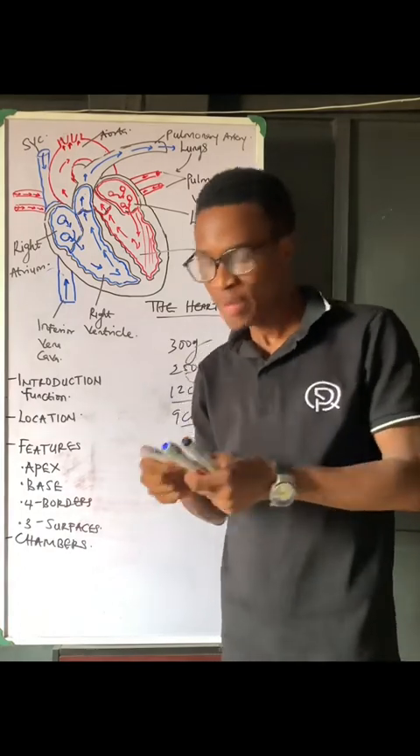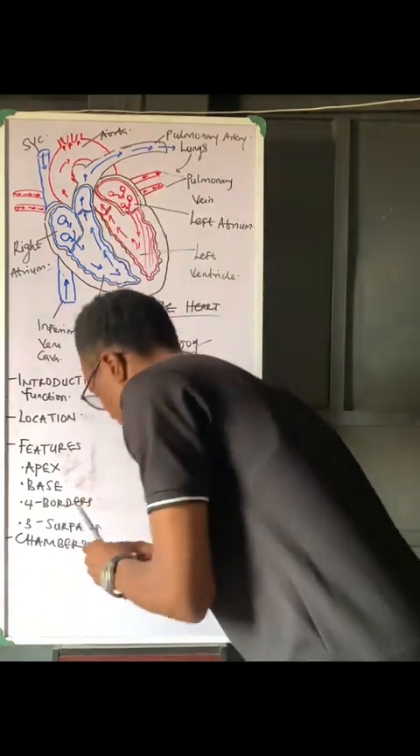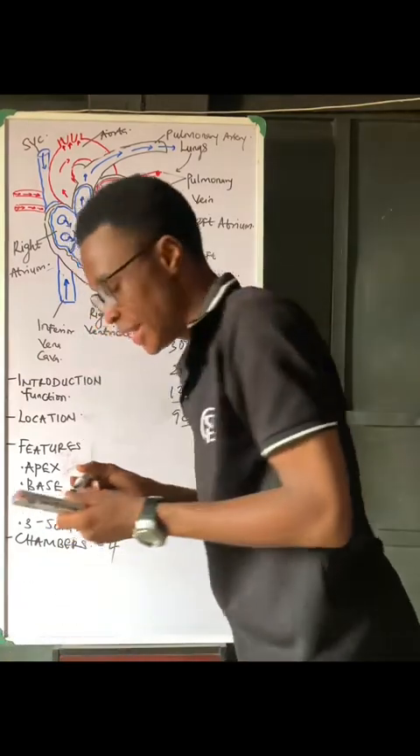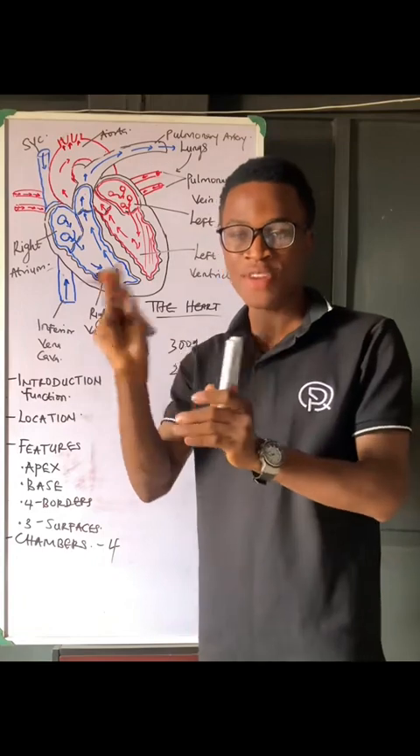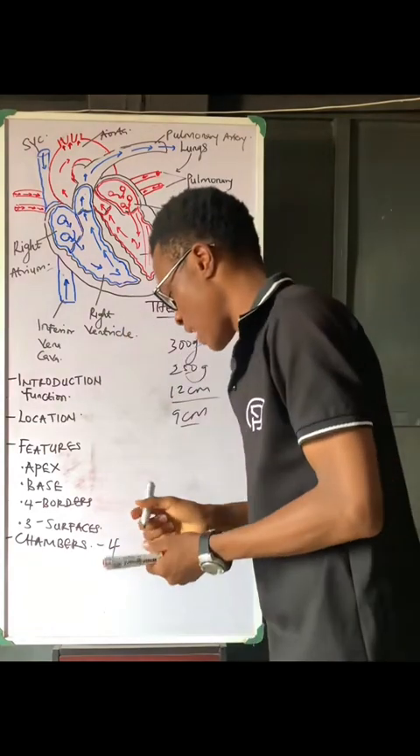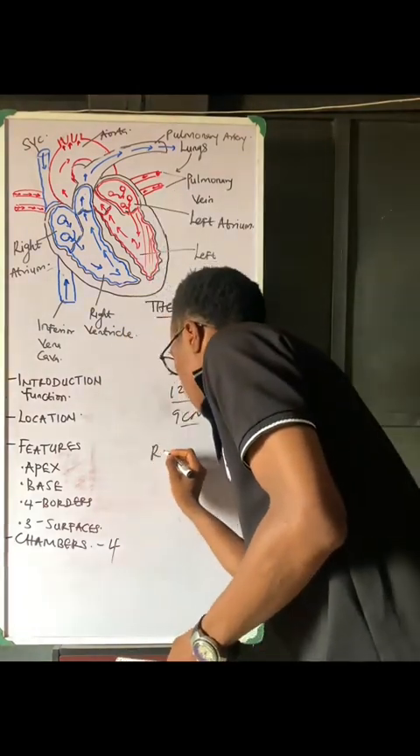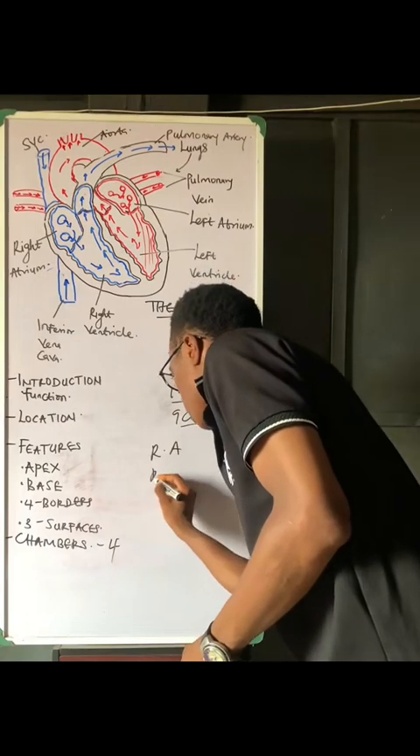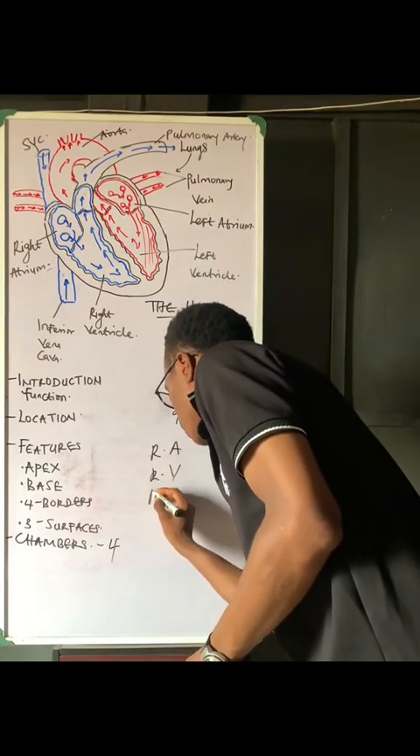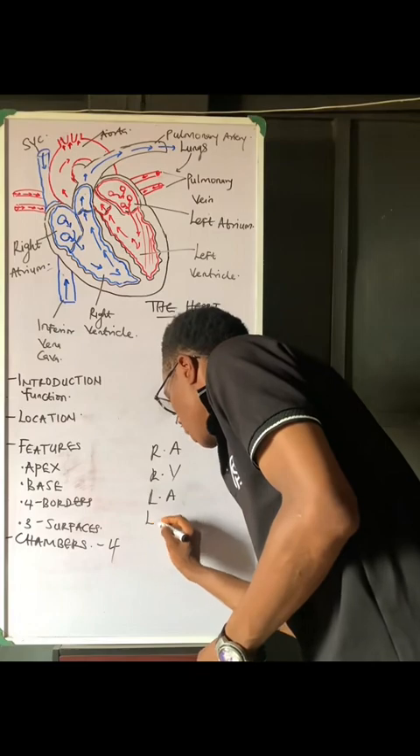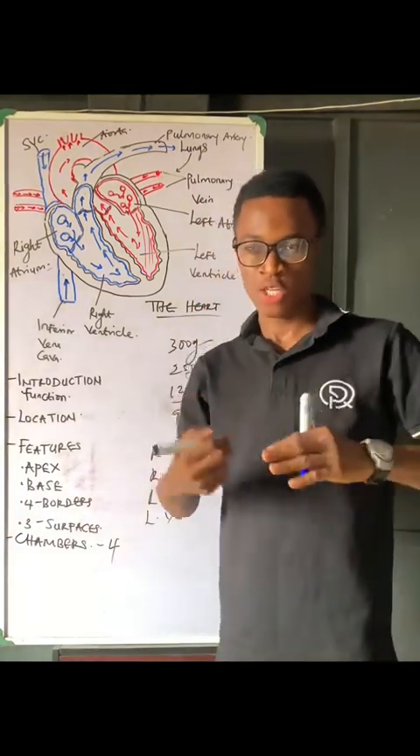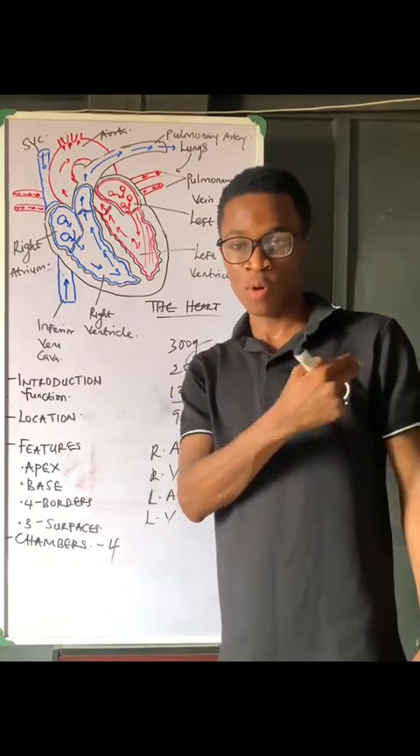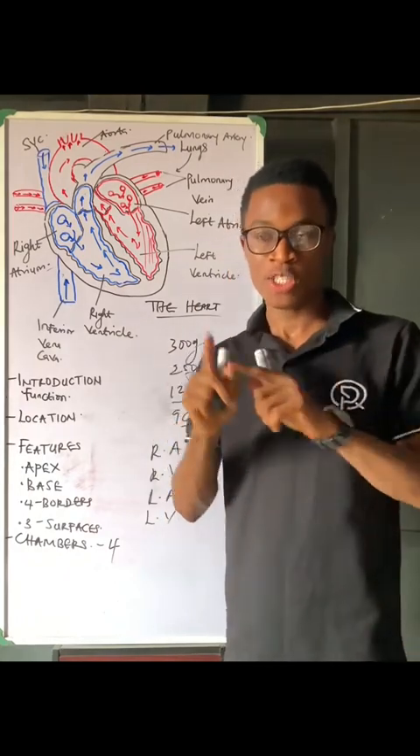Then, last but not the least, the chambers of the heart. The heart has basically 4 chambers. Each of these chambers has various functions. The 4 chambers are as follows: the right atrium, the right ventricle, the left atrium, and the left ventricle. You will join me and say that the heart is actually divided into 2 muscular pumps, the right pump and the what? Left pump.